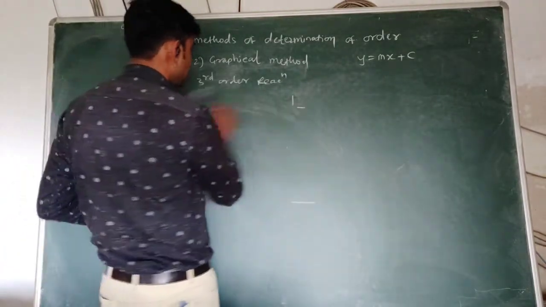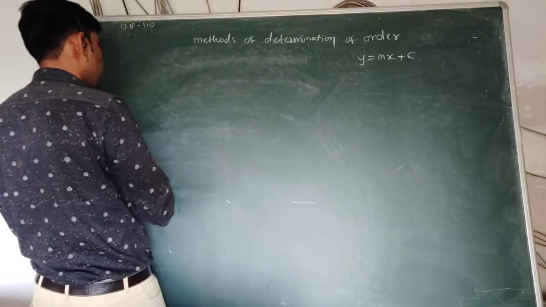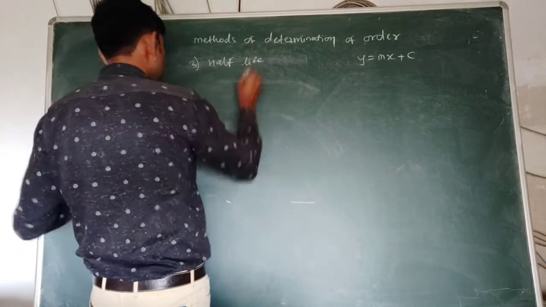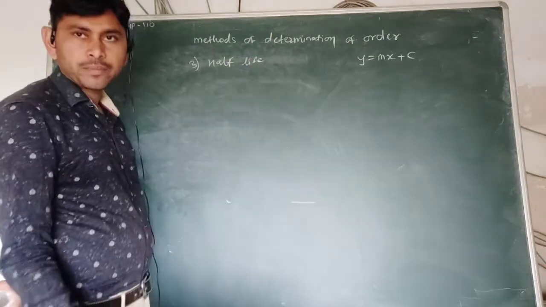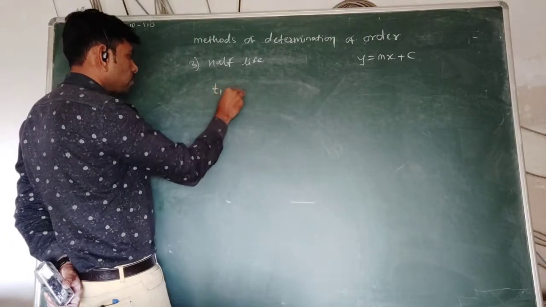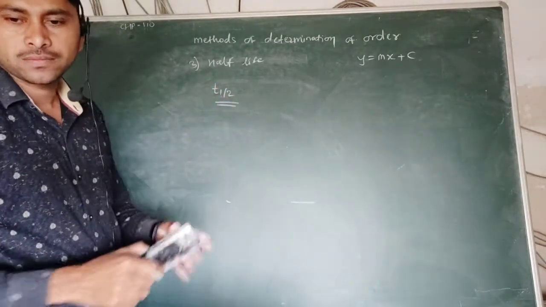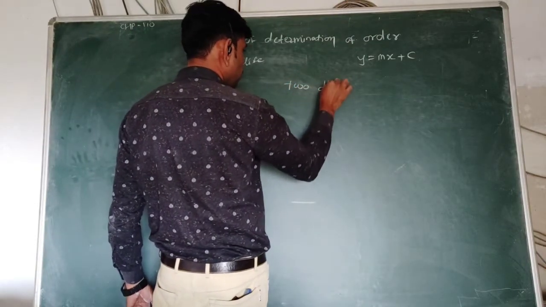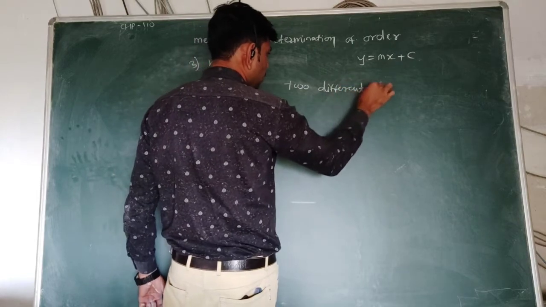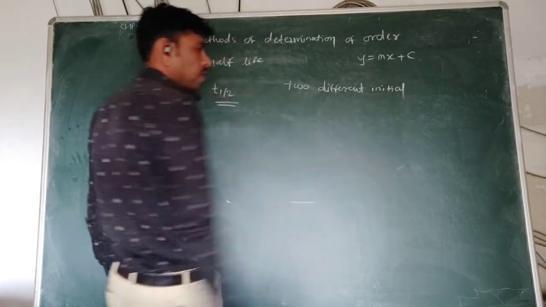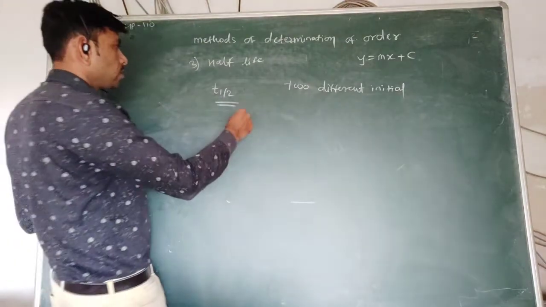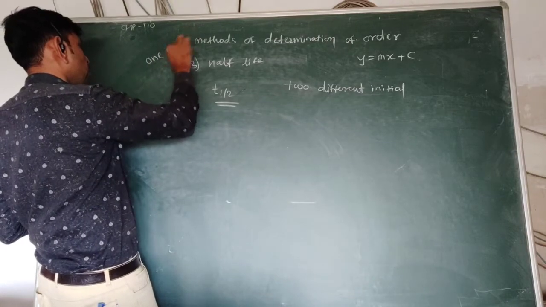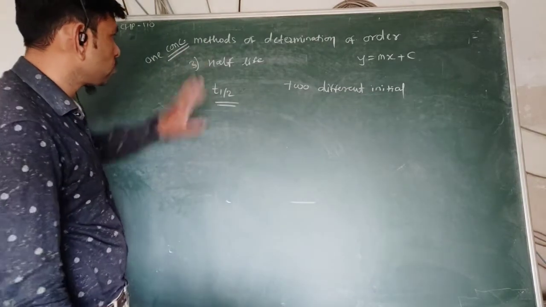So this is the graphical method, and the third method is the half-life method. In the half-life method, we determine from experiments the half-life of the reaction at two different initial concentrations. This method is used only where there is one concentration term.